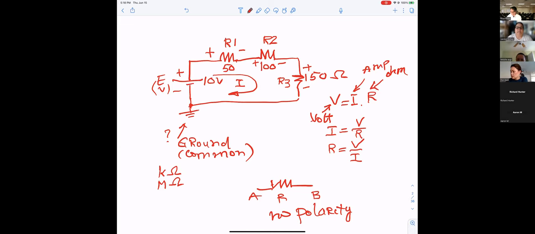How come I said positive on this side and negative on this side? It depends on the current, because that's the way the current runs. Exactly. Current coming in, positive; leaving, negative. But the resistor itself has no polarity. When you connect it into the circuitry, if the current is coming in, positive, leaving, negative. You get that? Okay.